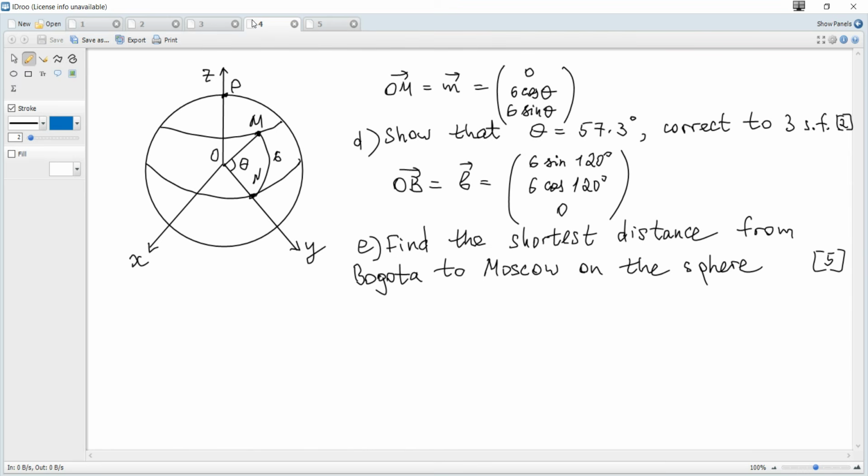Next, Moscow M has position vector OM as shown in the following diagram. The shortest distance between two points on the sphere lies along an arc of a circle on the sphere with center O. In this model, the shortest distance from Moscow to Nairobi is 6,000 kilometers. Question D: show that theta is 57.3 degrees, correct to three significant figures. So it looks like this. OM is a radius, so it's 6,000 kilometers. ON is also a radius, also 6,000. This angle theta is required, and the length of this arc is also 6,000 kilometers.